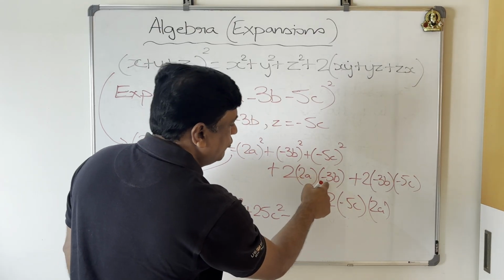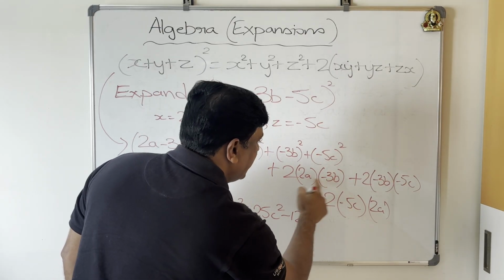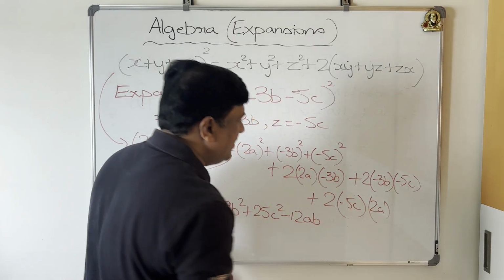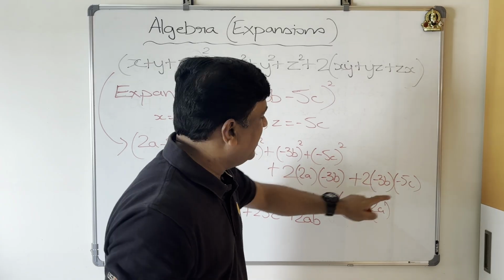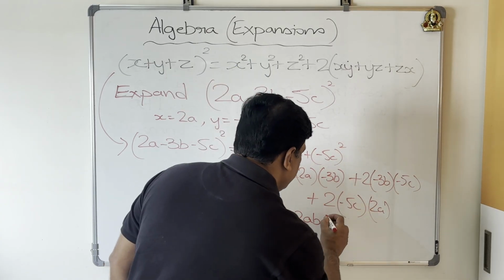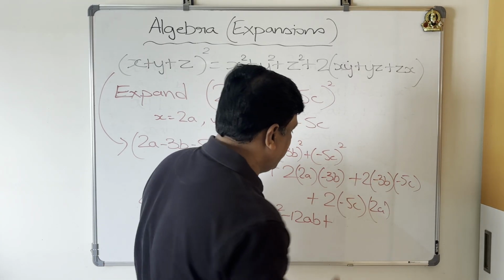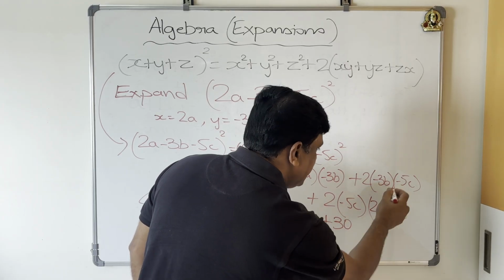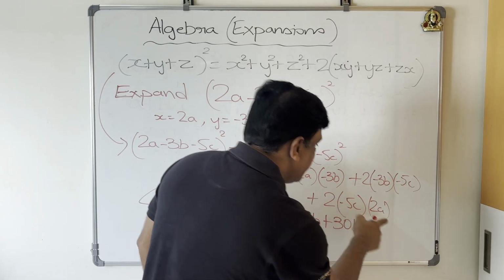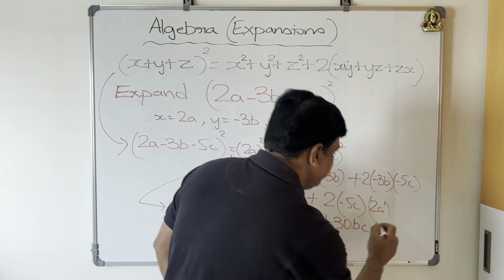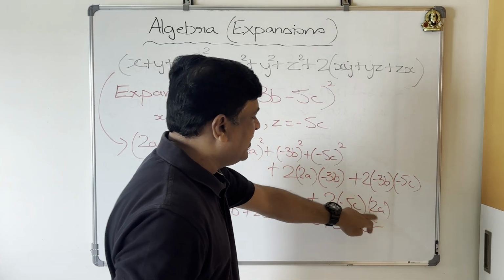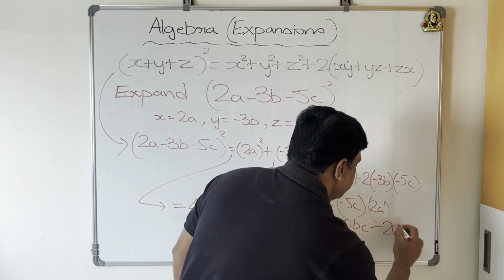2 2s are 4, 4 3s are 12, so 12ab. Similarly, plus into minus is minus, minus into minus becomes plus, so put the plus sign. 2 3s are 6, 6 5s are 30, so 30bc. Here, plus into minus is minus, minus into plus is plus, minus. So you put a minus: 2 5s are 10, 10 2s are 20, 20ac.